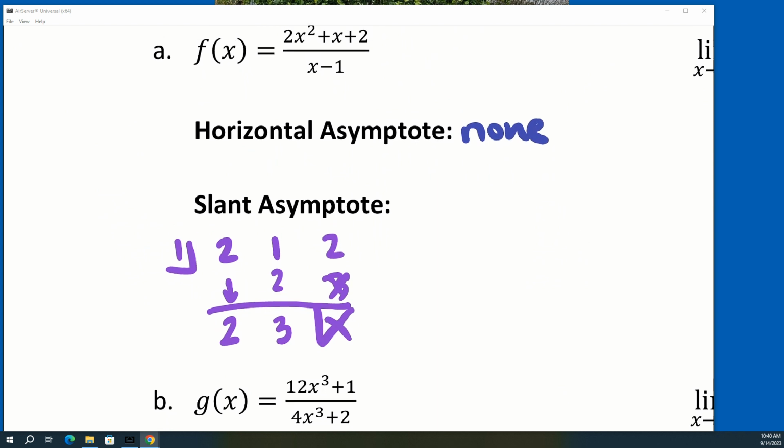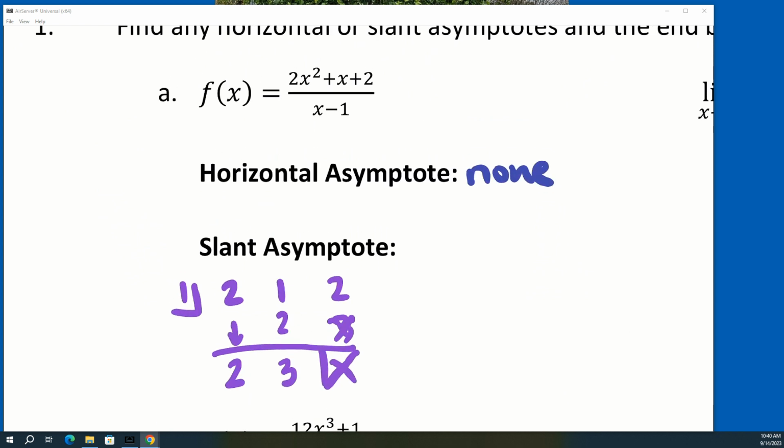Anytime I divide using synthetic division, whatever the power is on the dividend, it should go down by 1. And if it's a slant asymptote, this should always be the equation of a slanted line. Y equals 2x plus 3.